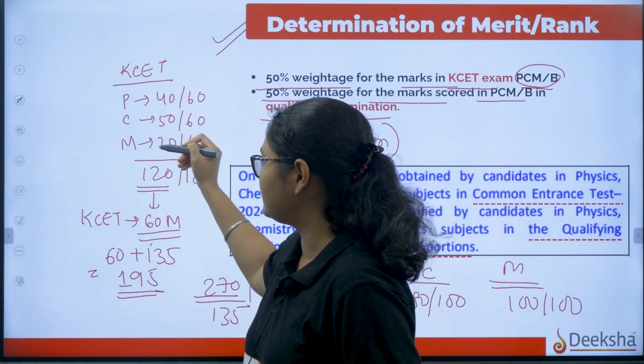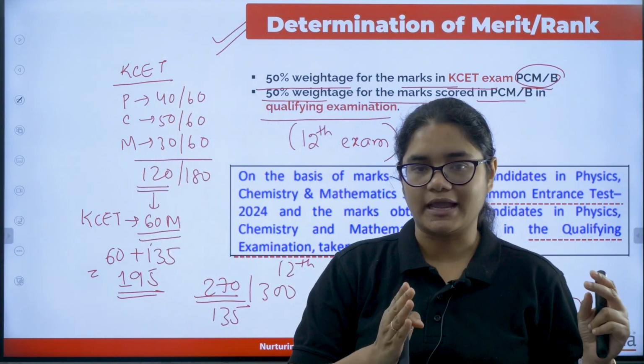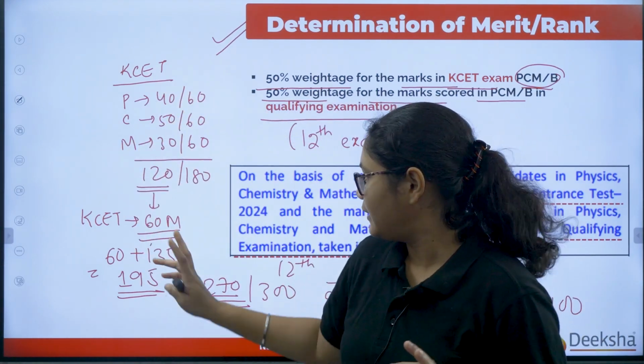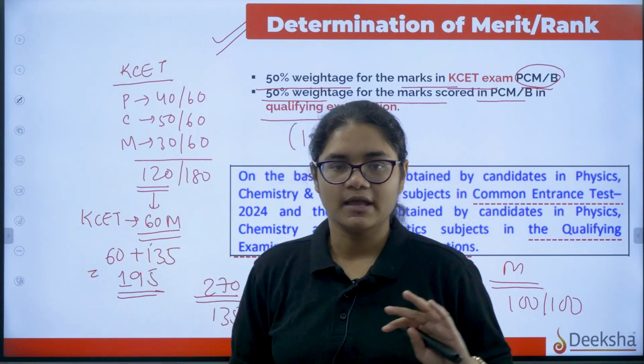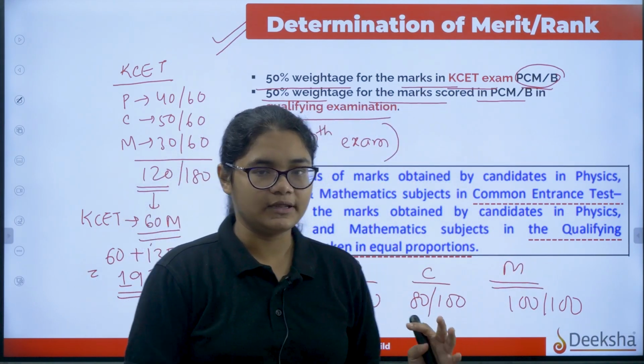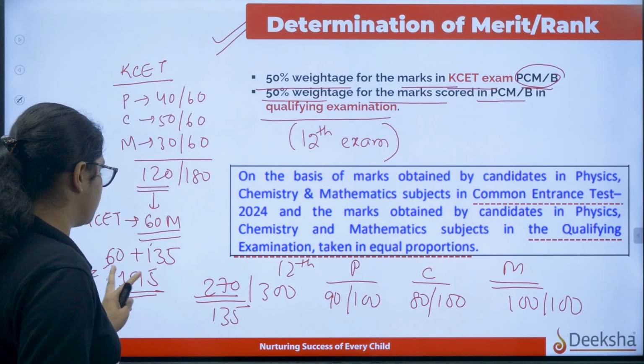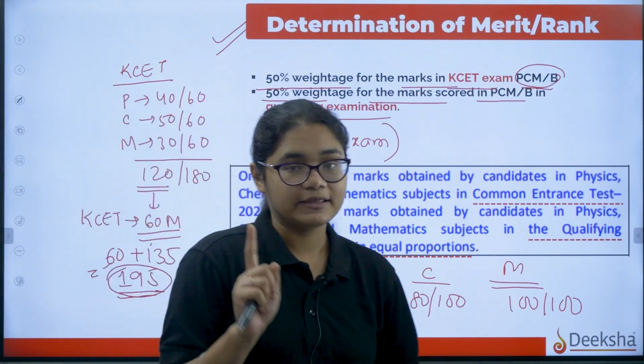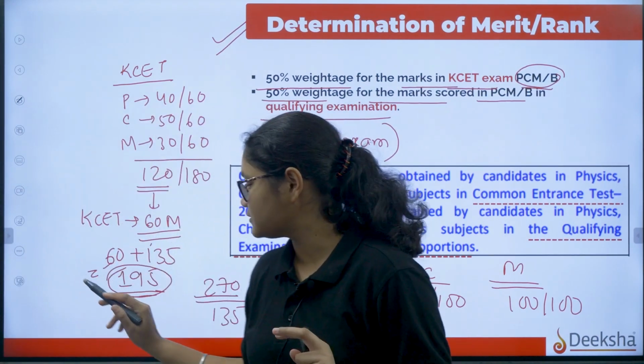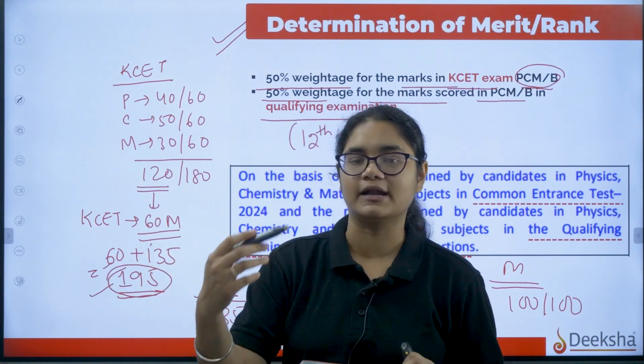Whatever marks you are getting in different subjects, its total will be calculated, then its half will be done, right? So this is the marks from the KCET exam. And then in the 12th board also similarly, all the three will be calculated and half of it. Now the total marks will be added, and that will be your mark in the KCET final exam. Your marks will be this much, and based on this mark you will be getting the rank.